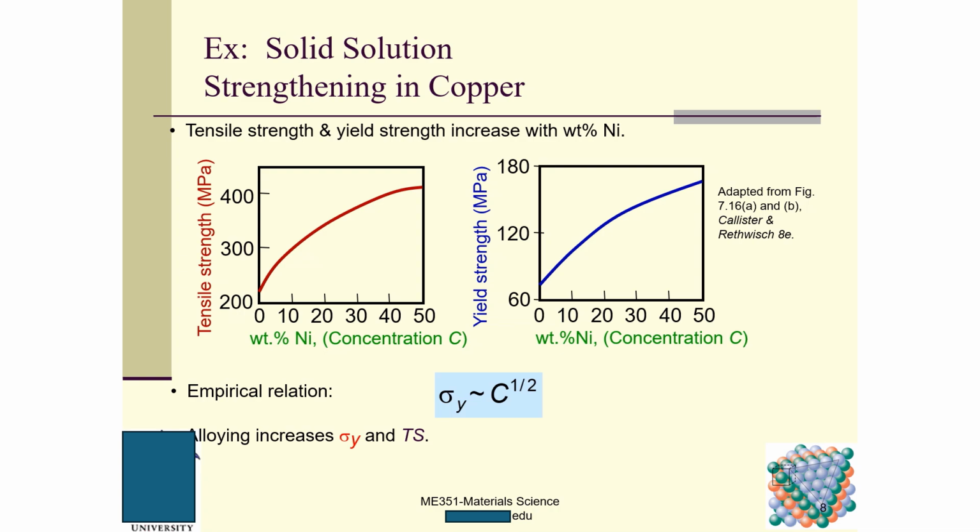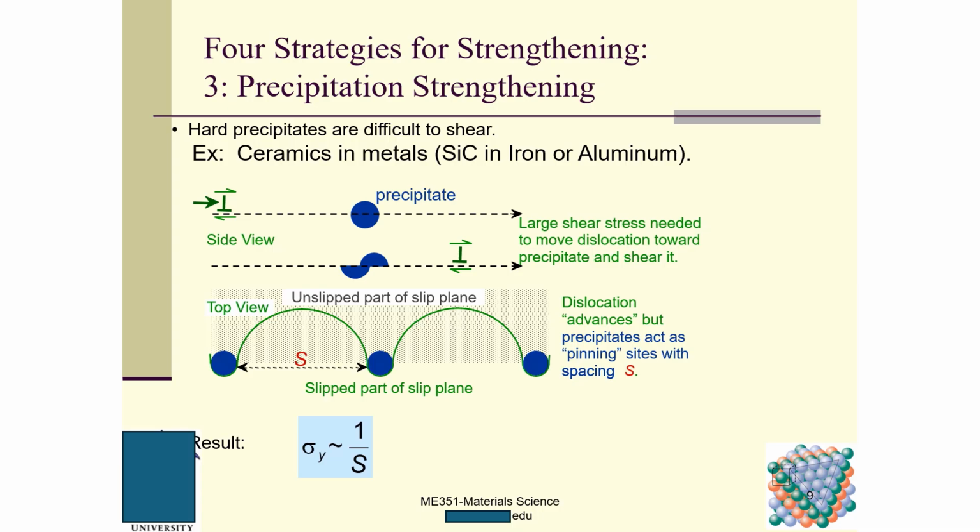This concentration allows increasing sigma y, the yield stress, and the tensile stress. Any questions so far for this slide? Okay, no question. We move on to our third strengthening mechanism. Our third strengthening mechanism is called precipitation strengthening.